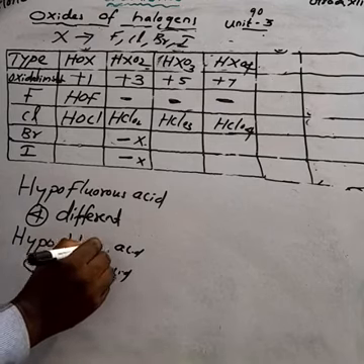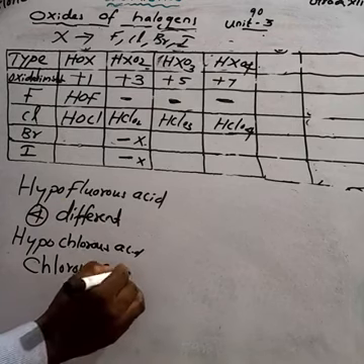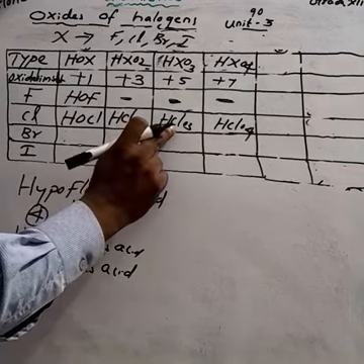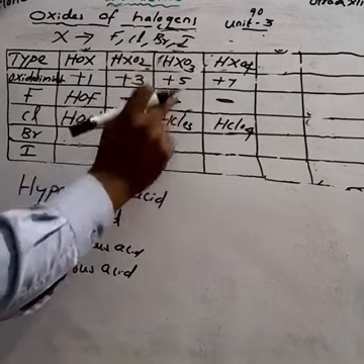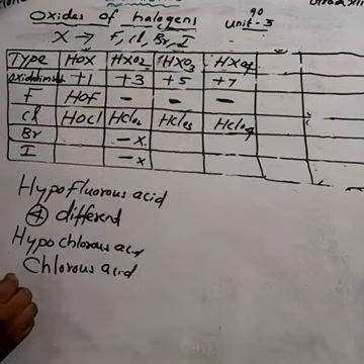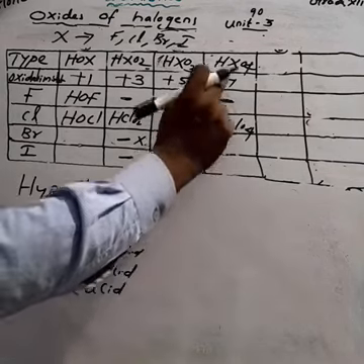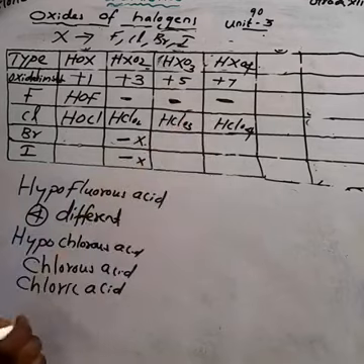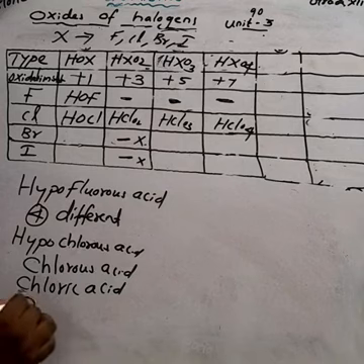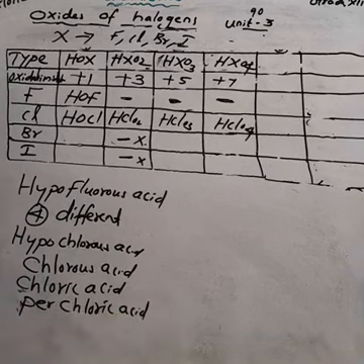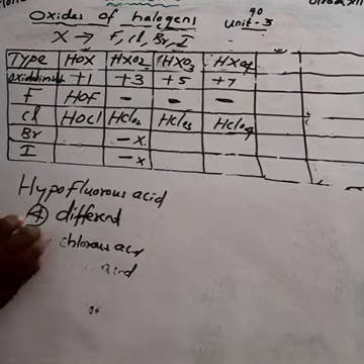The next one is HXO3. The formula is HClO3. Just we are adding one oxygen atom. HClO3 is chloric acid. The last one is HXO4. The formula is HClO4. HClO4 is perchloric acid. So chlorine can form 4 different oxoacids.